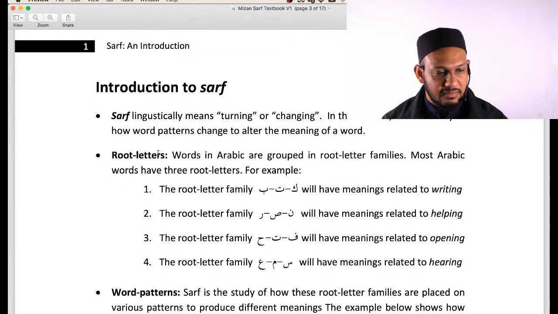Then what are root letters? Which you should know. Words in Arabic are grouped in root letter families. Most Arabic words have 3 root letters. For example, the root letter family kataba, that's one family, will have a meaning related to writing. The root letter family nasara, nun sad ra, will have a meaning related to what? To helping. The family fataha will have a meaning related to opening. And sami'a will have a meaning related to hearing. So that's how in Arabic everything is structured around the root letter family.